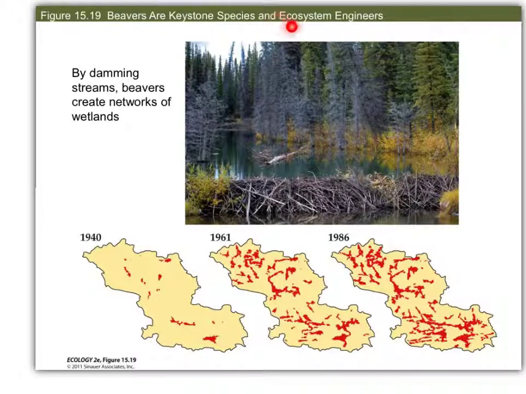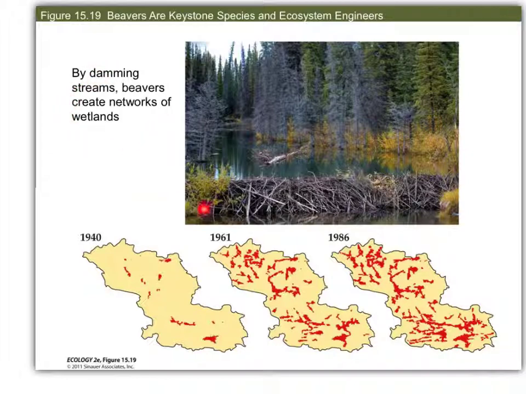Beavers are also ecosystem engineers as well as keystone species, as we mentioned before, meaning that if you remove them from a system, they have large effects on a community, even though they're not that abundant themselves. But they also behave in such a way that they can create networks of wetlands.